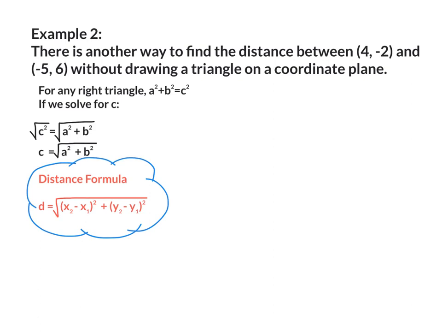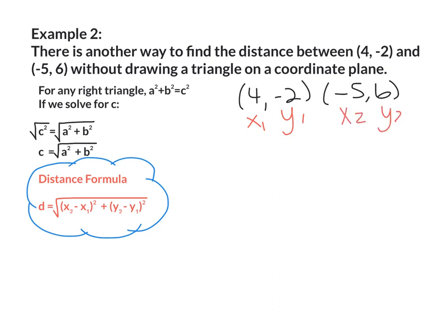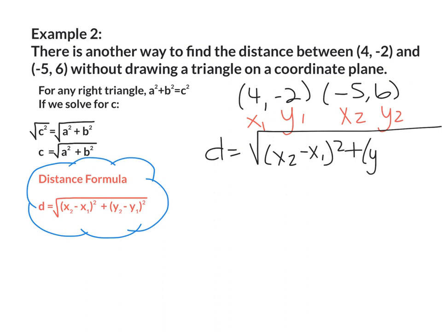So I'm going to start by rewriting my points. I have (4, -2) and (-5, 6). I'm going to label them. I have x sub 1, y sub 1, x sub 2, y sub 2. Now I'm going to write the distance formula. d equals the square root of (x sub 2 minus x sub 1) squared plus (y sub 2 minus y sub 1) squared. Now I'm going to go ahead and plug my points into my formula.